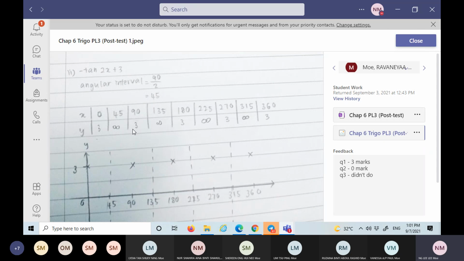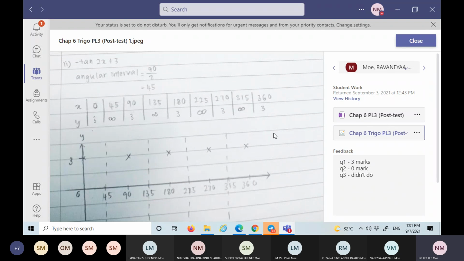Because the table is correct, it's just that when you have the asymptote, you have to test 1 point before and 1 point after, whether they are at positive or negative infinity, and then you will be able to sketch the graph. Then question 3 you didn't do.